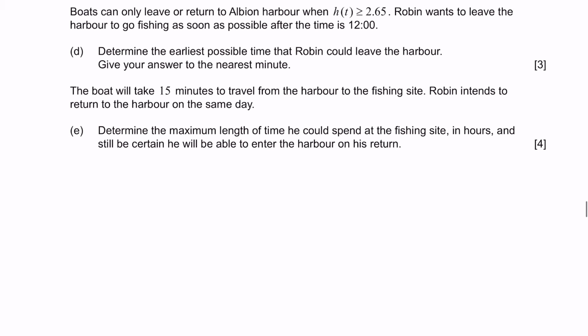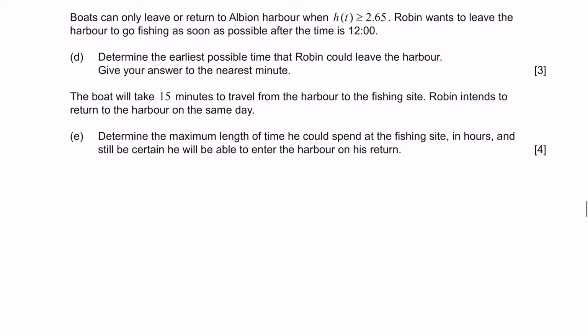Here we go. Just to show the process a little more, let's write out h of t is greater than 2.65. So h of t was itself equal to negative 2.5 cos 30t plus 4.5, and we wanted to find out when h of t was greater than or equal to 2.65. All right, and we did that.